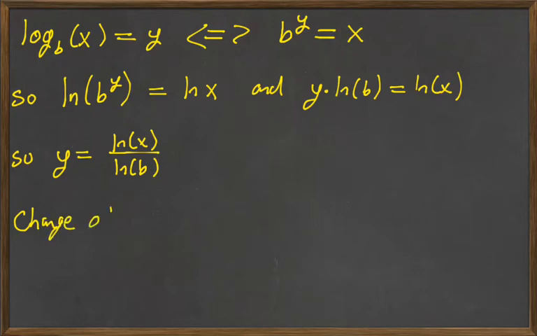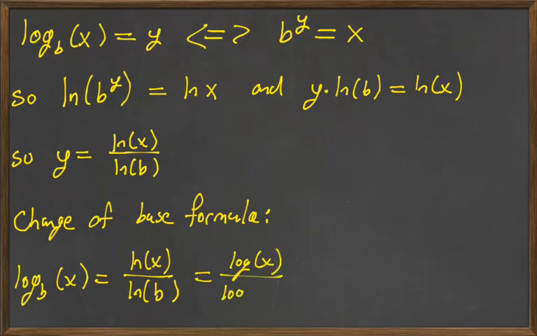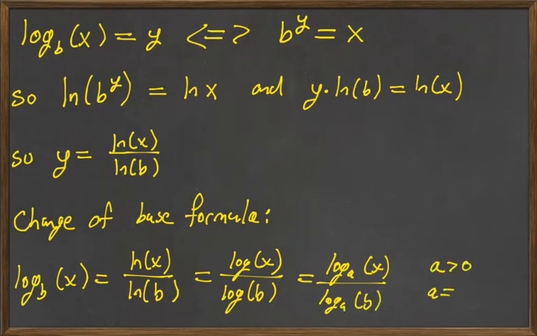Okay, so here's your change of base formula. It says log base b of x is the same thing as the natural log of x over the natural log of b, or we can write it as the log of x over the log of b. So those are the two that you'd usually want to write it as, or we can convert it into any valid base, so log base a of x over log base a of b, and the valid base would be greater than 0 and not 1.